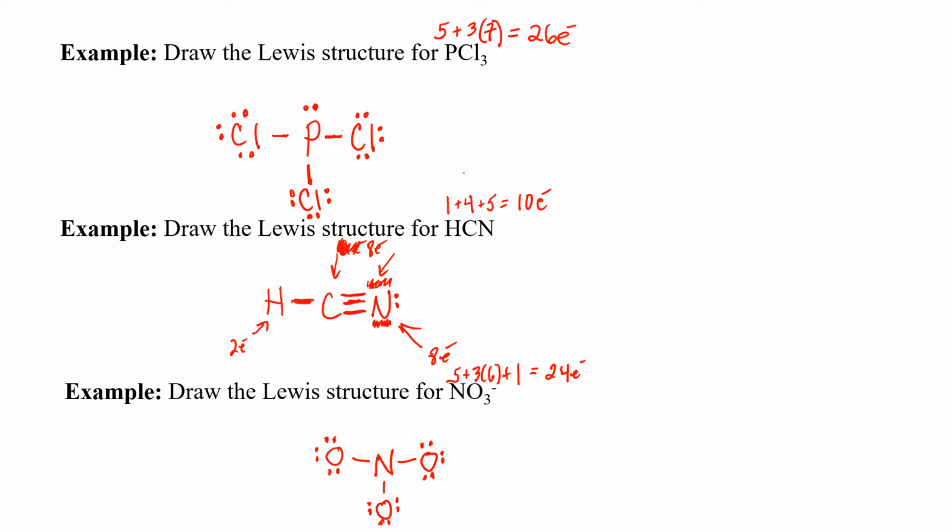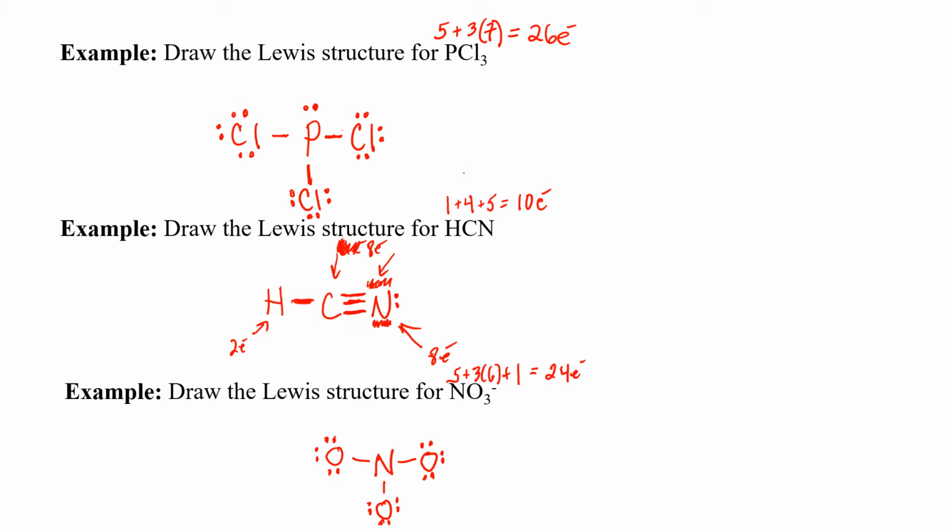I'm out of electrons. Step 4 says if you have any extra, put it on the central, but we don't have any extra. Step 5 says check your central atom. Does it have an octet? Nitrogen only's got 6 electrons, so nitrogen is not happy. What are we going to do? We're going to have to borrow electrons from a neighbor. Now, it doesn't matter which one of these I choose. I could borrow electrons from any of these oxygens, but let's just go with the right one.